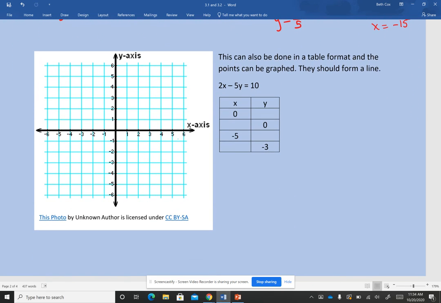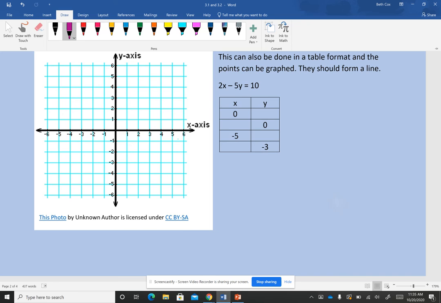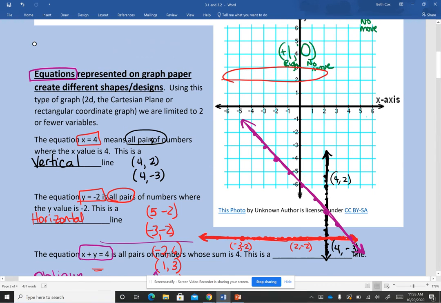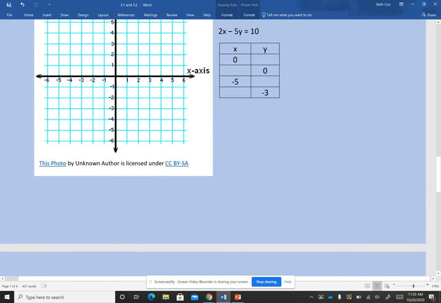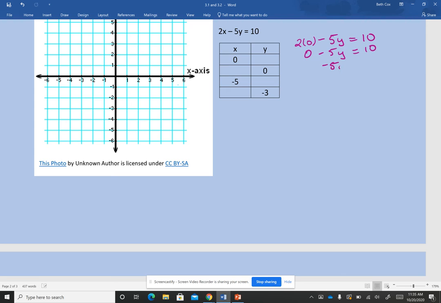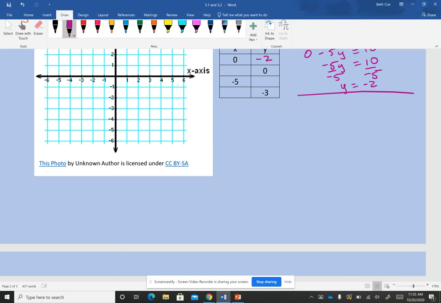Okay, let's do another one. Stop the video and do this one and then come back. And I'm going to go really fast. All right, so we're going to do 3 of these. And we're going to do 2 times 0 minus 5y equal 10. So that's 0 minus 5y equal 10. So that's negative 5y equal 10. Divide by negative 5 to solve. I get negative 2.